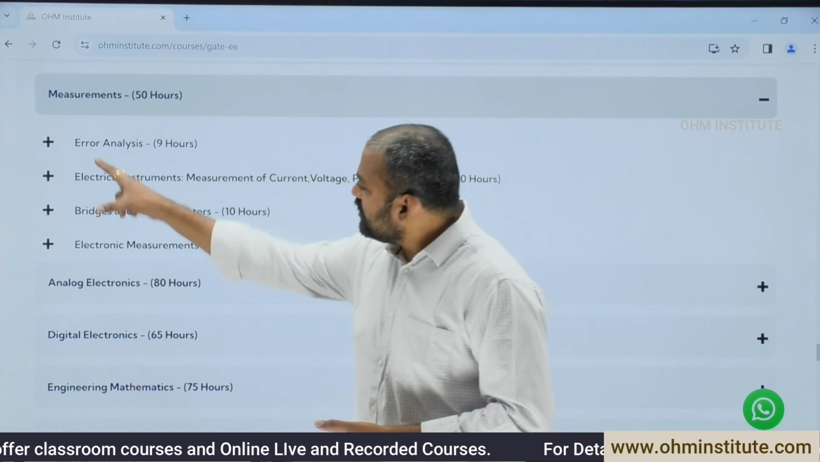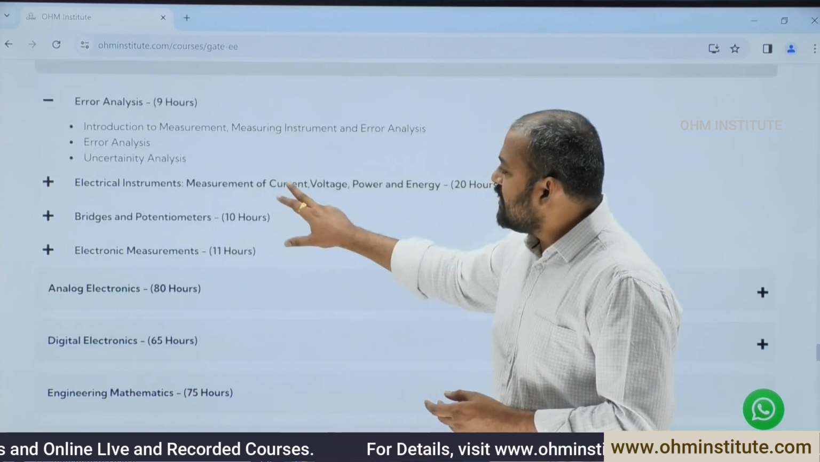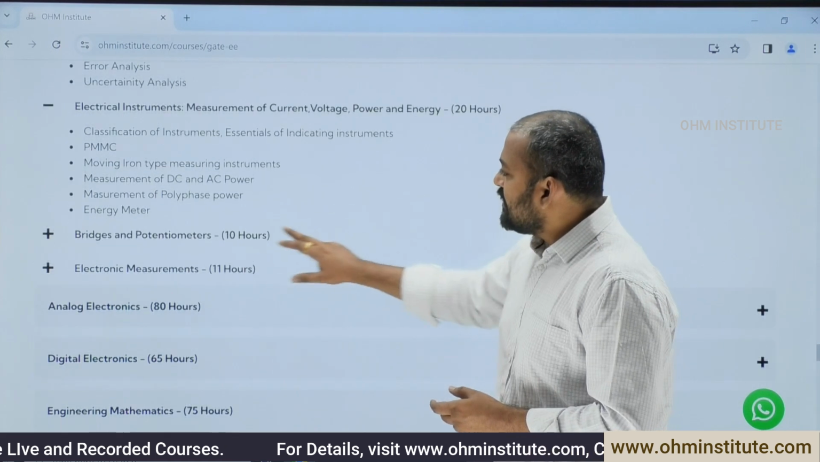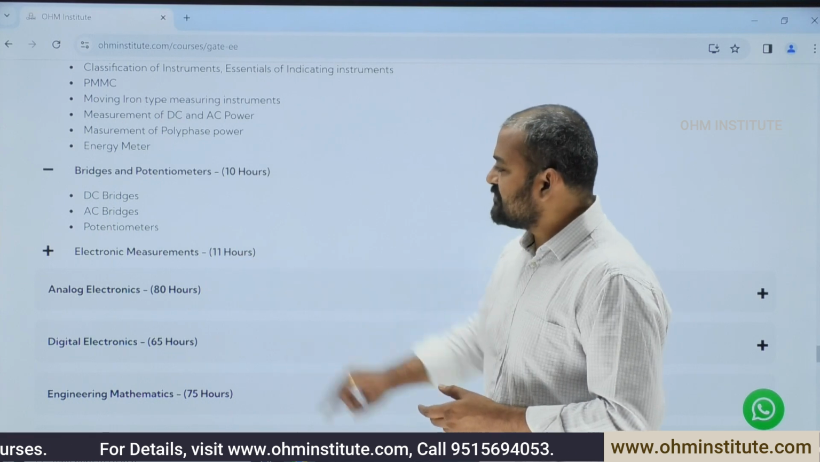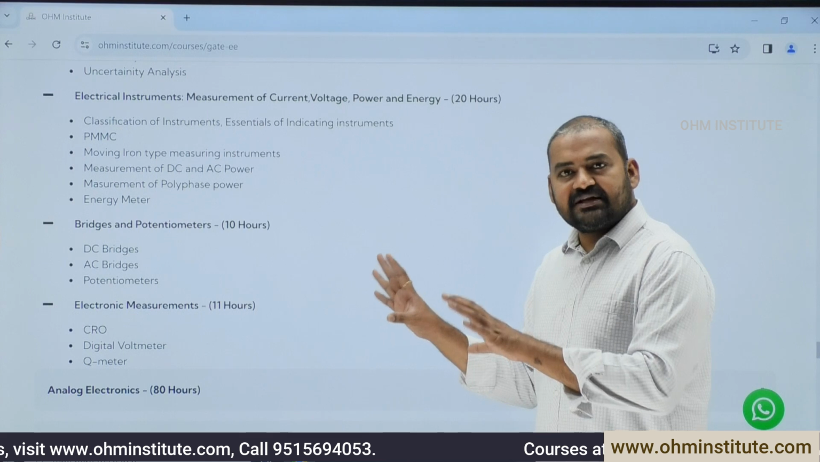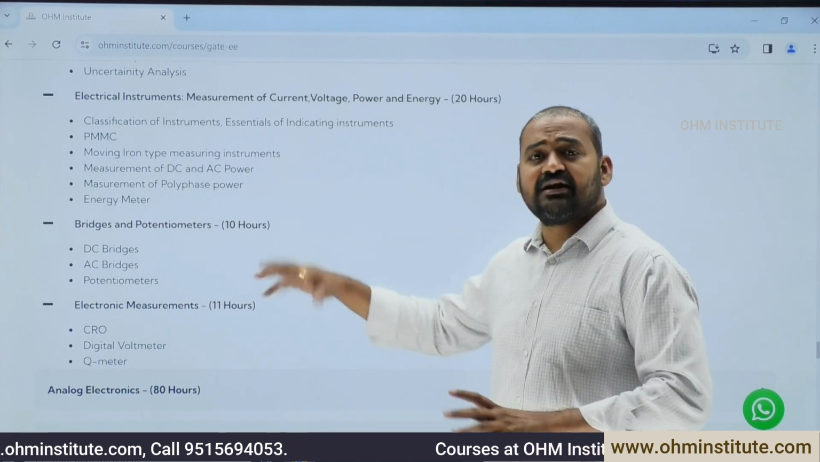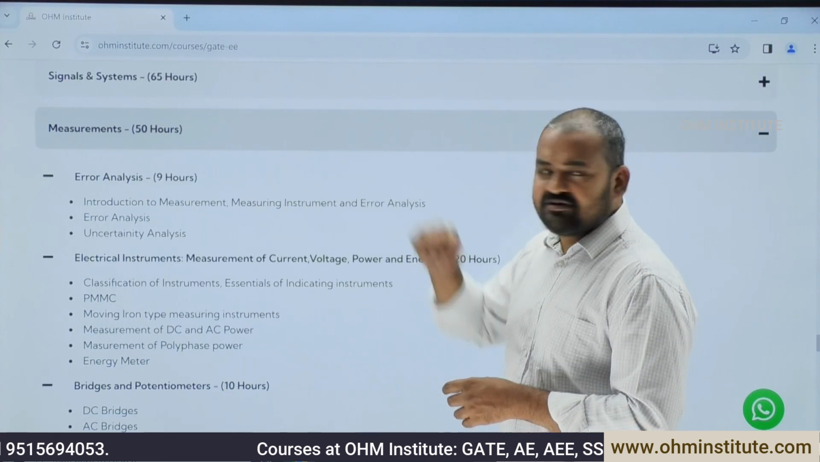There are only 4 topics in this measurement subject: error analysis, electrical instruments, bridges and potentiometers, and electronic instruments. That's all, only 4 topics are there. I can say the subject is easy, it's just like electrical circuits. And Muhammad Ijaz sir will deal with this subject.